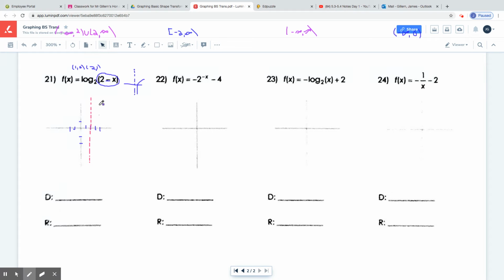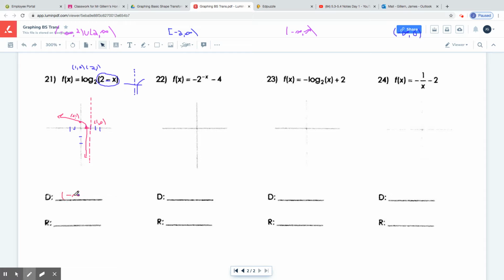So we normally are at 1, 0. We would do a horizontal flip, which means I would end up at -1, 0, but then I move right 2, which brings me back to 1, 0. Then 2, 1: I would do a horizontal flip, which puts me at -2, 1, and then move right 2. So I would be at 0, 1. So at 0, 1 and 1, 0, those are my 2 points.